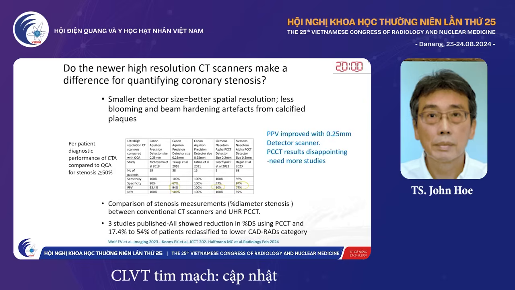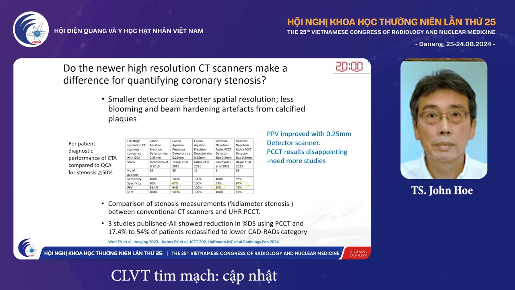Very nice pictures. The question is, do the newer high-resolution CT scanners make a difference for quantifying coronary stenosis? Because with smaller detector size and better spatial resolution, there's less blooming and beam hardening artifacts. Well, these are the published papers. With the Canon 0.25 detector scanner, you can see the positive predictive value has improved from the traditional scanners, which is usually around 70 or 80. With the Siemens, the positive predictive value is not as high as we would expect, but it could be related to the small size of the studies, so we need to await further studies.